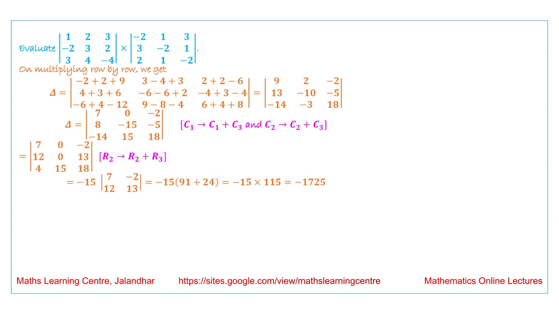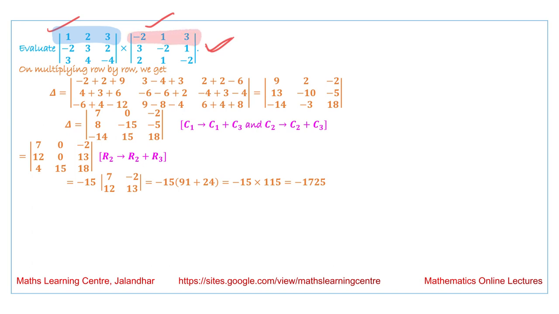So if we have to evaluate the value of this determinant, one thing we can do is evaluate this determinant, evaluate this determinant, and finally multiply the values. But in place of this, what we are going to do is, it is 1, 2, 3. This is the first row over here. It is to be multiplied with the first row over here.